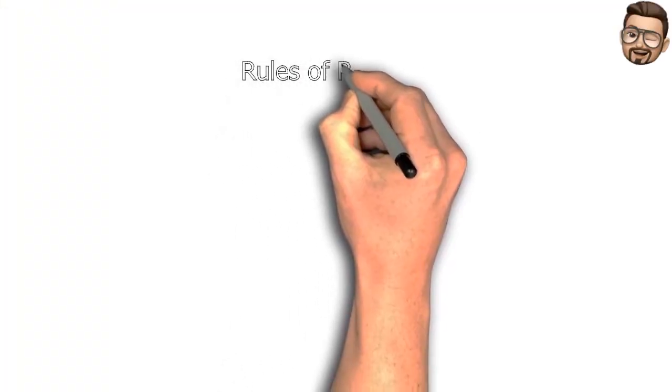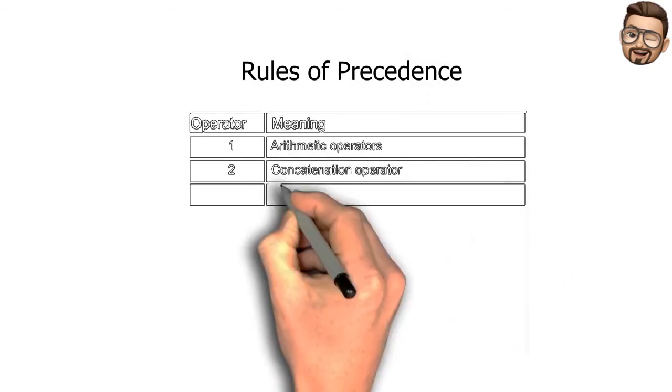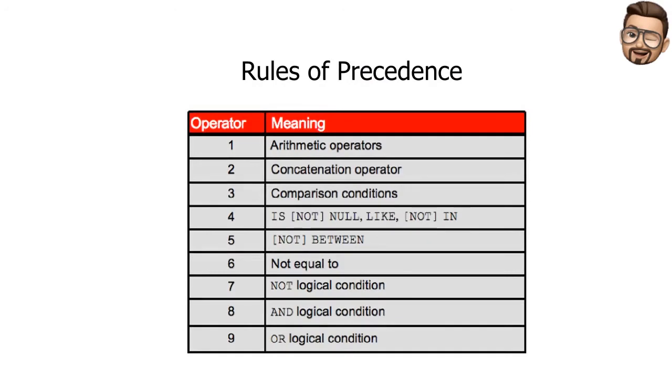Let's take a look at rules of precedence. These rules of precedence are used to determine which operator will be executed first by the Oracle server. The first one is arithmetic operators, followed by concatenation, comparison, IS NULL, IS NOT NULL, LIKE, NOT LIKE, IN, NOT IN, NOT BETWEEN, BETWEEN, not equal to, NOT logical condition, AND logical condition, and the last one, OR logical condition.